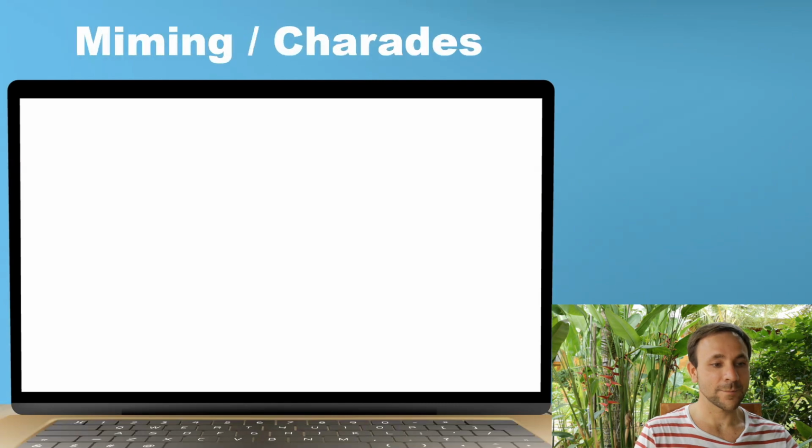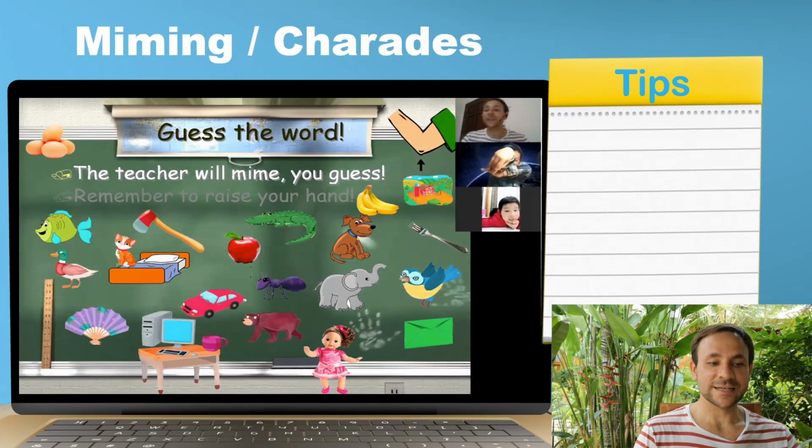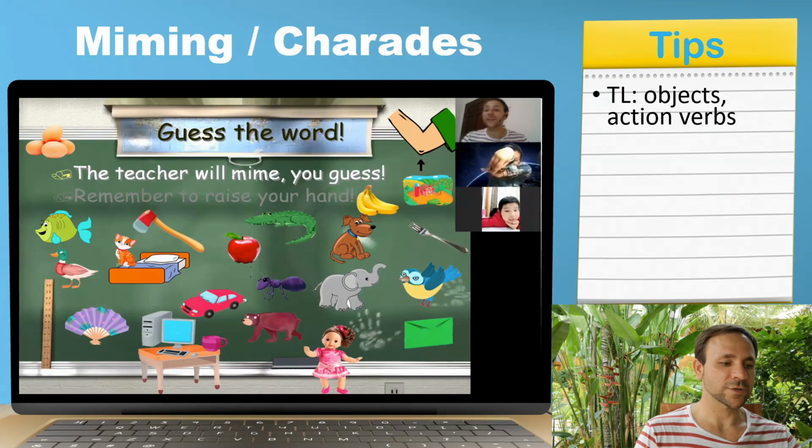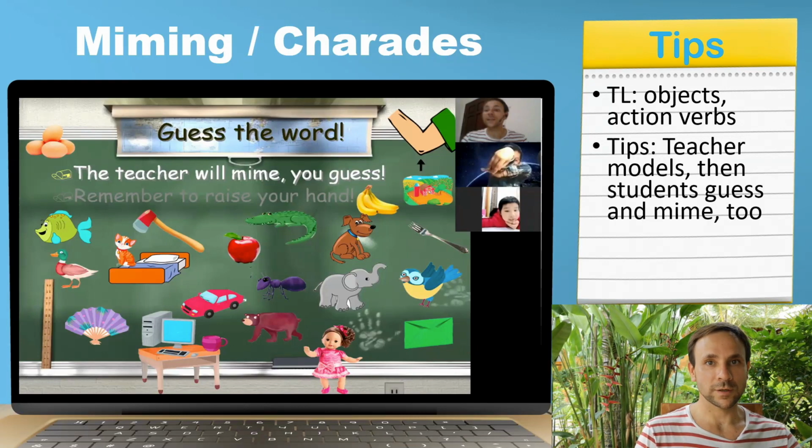Next, miming, charades. This is a classic one. And of course, the target language could be any type of objects or action verbs. It's great if you model first and show them how to do that. Then students will mime and the teacher and other students will guess. You can combine words in sentences, and they could actually mime whole phrases, like alligator can run.